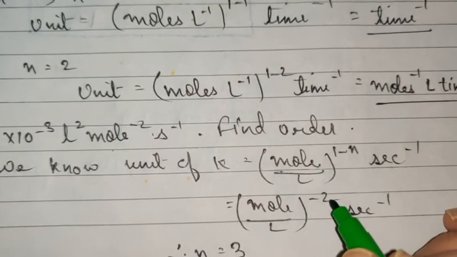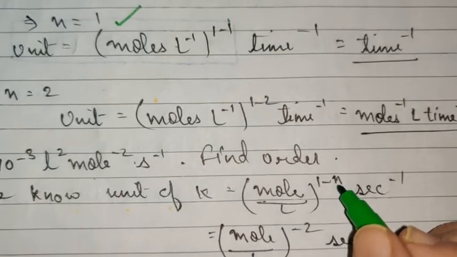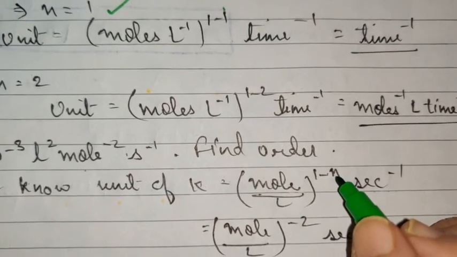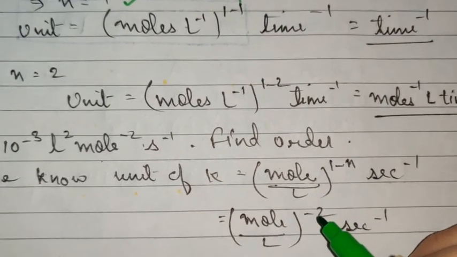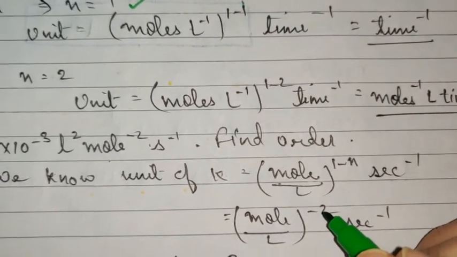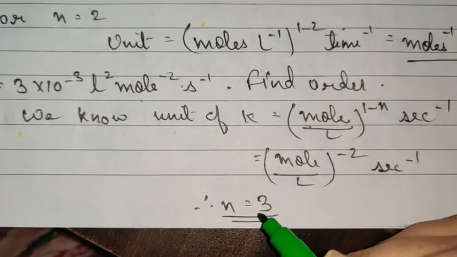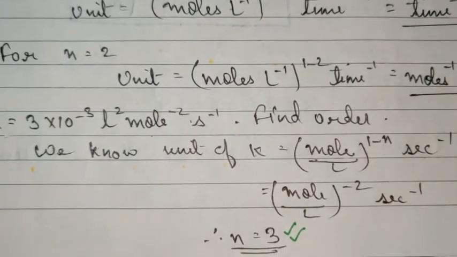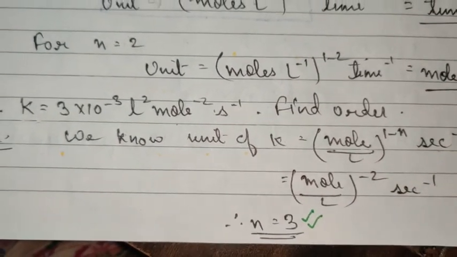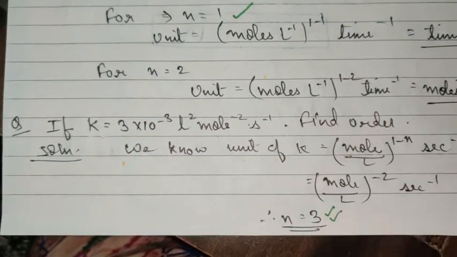But how will you reach this minus 2? Obviously, if the value of n here will be 3, then 1 minus 3 will give you the value as minus 2. This is what our requirement is. So according to the given expression, given question, the order of the reaction should be 3. So this is how we reach the value of the order of the reaction when we have the value of K. I hope it is clear to you, children.